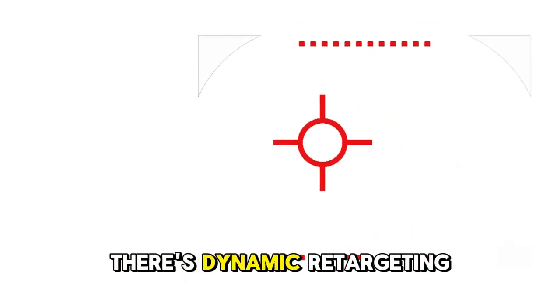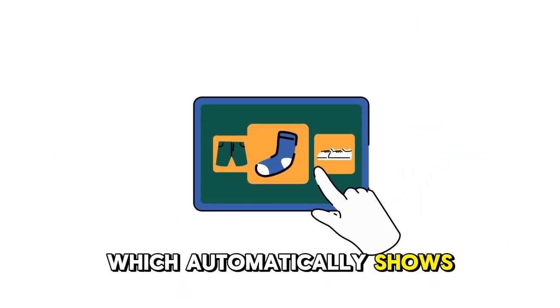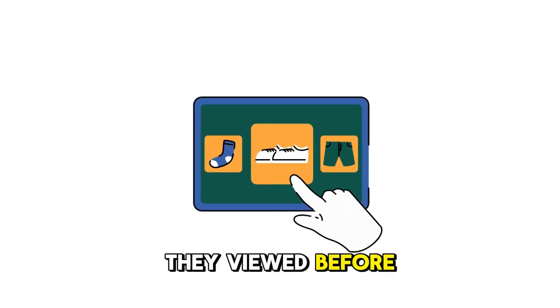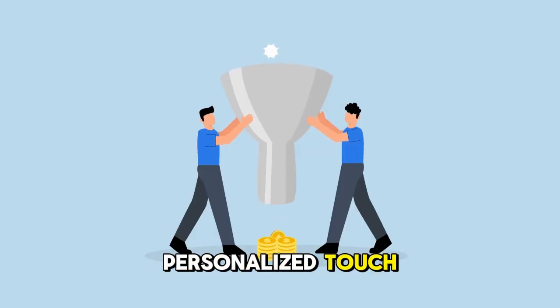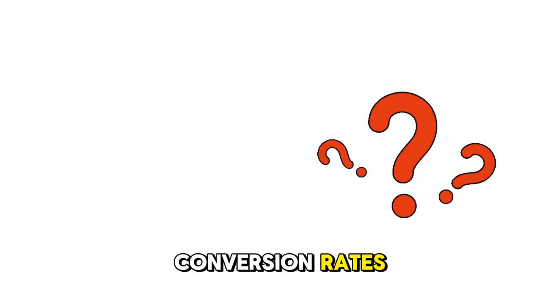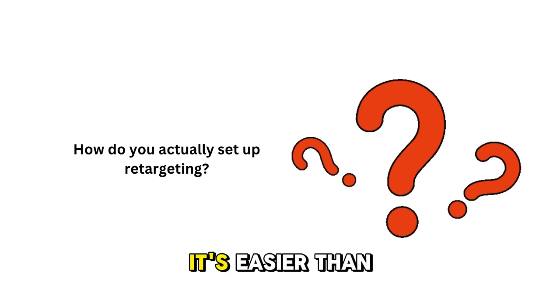And finally, there's dynamic retargeting, which automatically shows users the exact products they viewed before leaving your site. The personalized touch that makes a huge difference in conversion rates. So, how do you actually set this up? It's easier than you think.